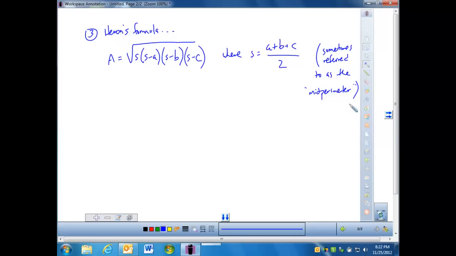So what we're going to do right now is start with the law of cosines. Where that first formula is related to the law of sines a little bit, this one is going to be definitely related to the law of cosines.